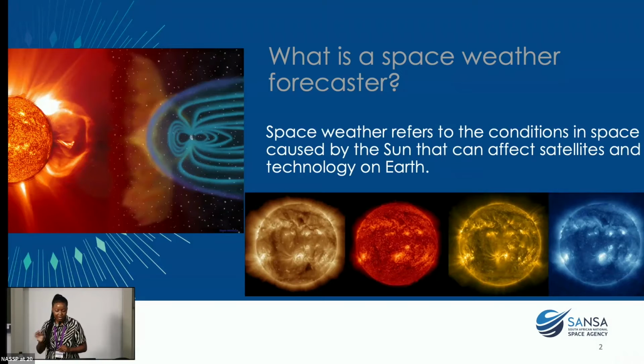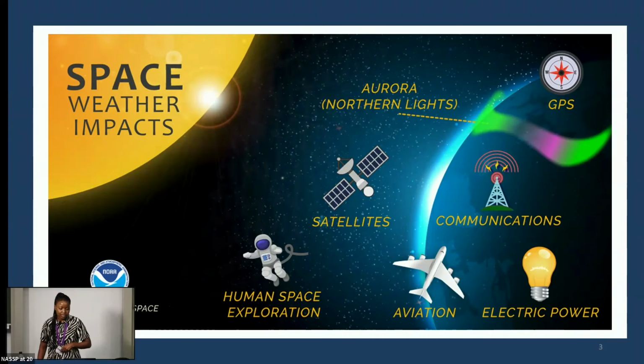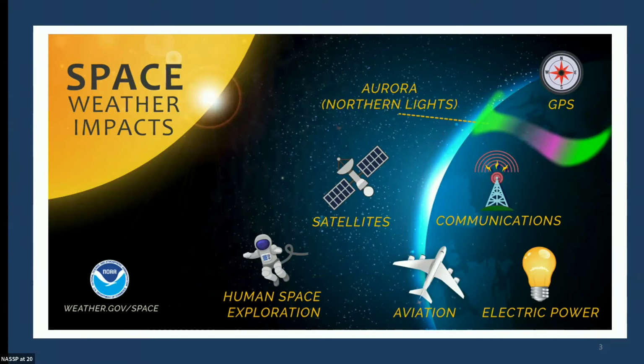Oh, I can't pass without mentioning this one. We get the privilege of looking at these beautiful images of the sun at different wavelengths to show us the different features on the sun that can help us forecast or predict how the sun is likely to produce these events. So with that, as I mentioned, some of our technological systems are affected at Earth.